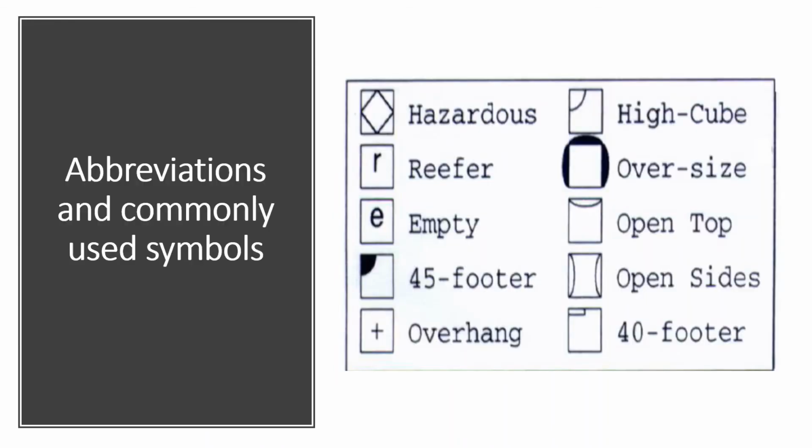Now, every officer and crew member should know how to read and understand the schematic plan given by the local cargo planner. Now, the schematic plan will be using a lot of symbols and abbreviations. You have to make yourself very familiar with that.